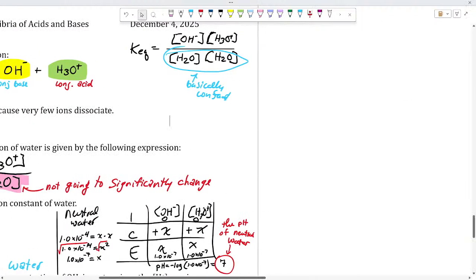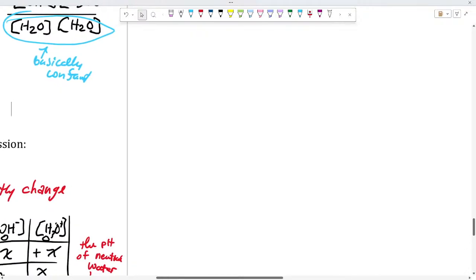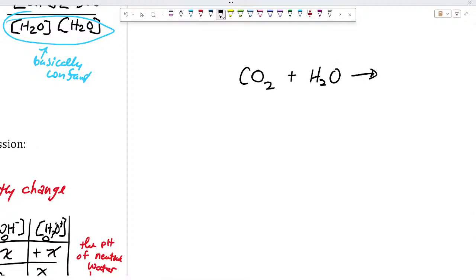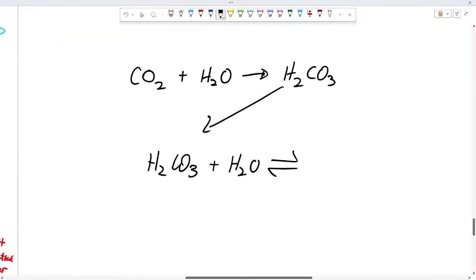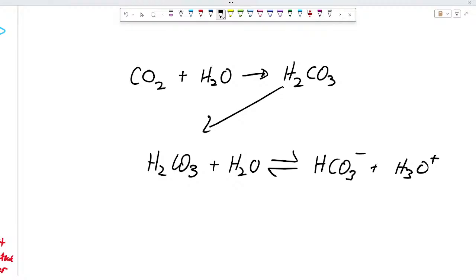No, the reason distilled water actually tastes more acidic than regular water is related to acid-base equilibria, though. It's that carbon dioxide and water form H2CO3, which is carbonic acid. H2CO3 reacts with water as an acid, and it would give us, of course, HCO3 minus and H3O plus, right?